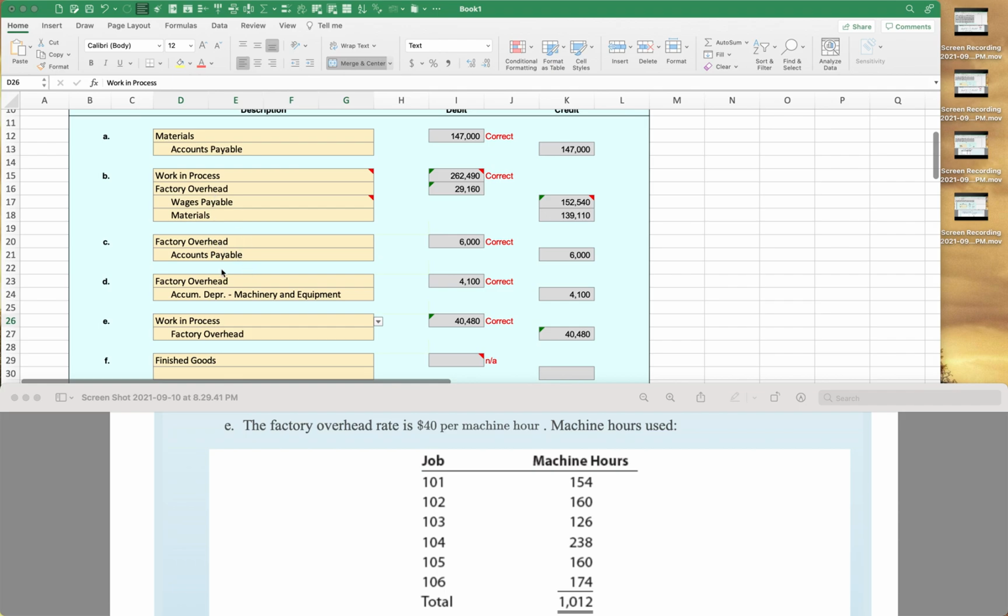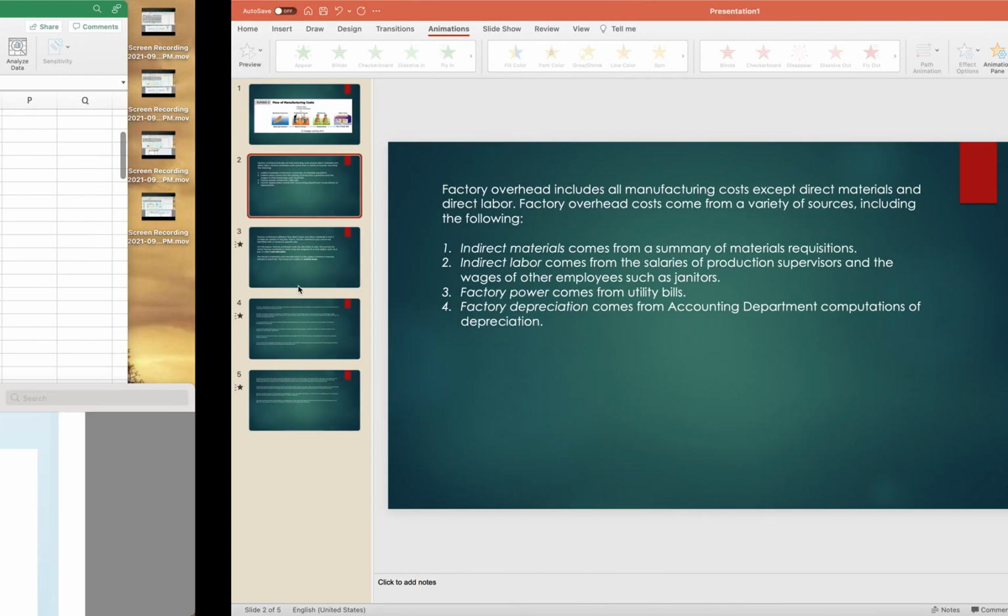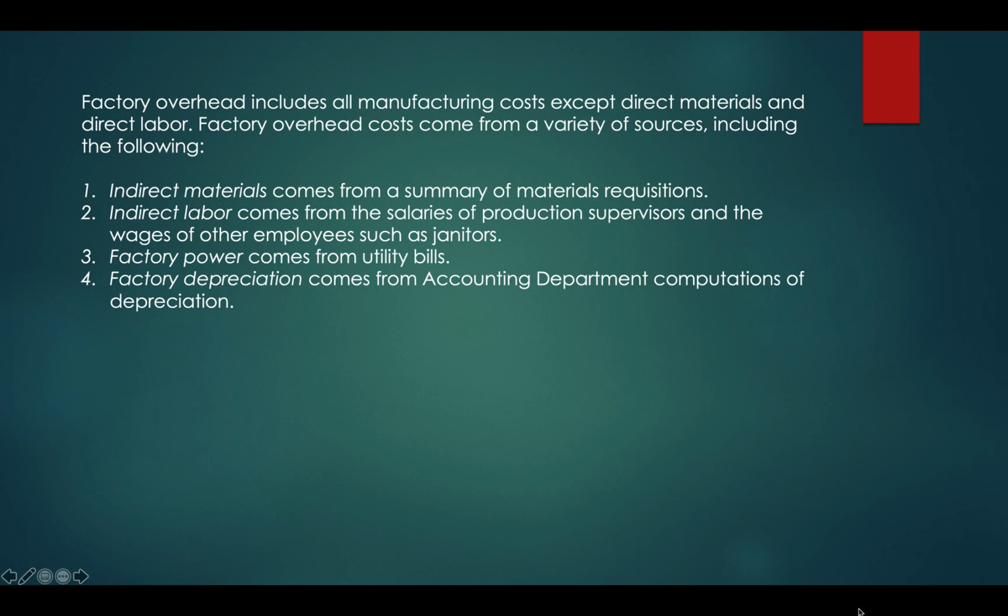Similarly, we've been accumulating a lot of these various costs that were indirect in nature without really classifying how they were being applied to a particular job. We were just putting them all in this account called factory overhead. And I don't want you to worry too much about this account because eventually it will be closed out. But for now, we've just been accumulating factory overheads in this account. A couple things about that. Factory overheads normally include all manufacturing costs except direct materials and direct labor. Factory overhead costs come from a variety of sources, including indirect materials that come from a summary of materials requisition, like we did previously. Indirect labor comes from salaries of production supervisors and other employees such as janitors. Factory power comes from utility bills, and factory depreciation comes from the accounting department computations, right? So we get all of these various things which we have been accumulating in our factory overhead account.